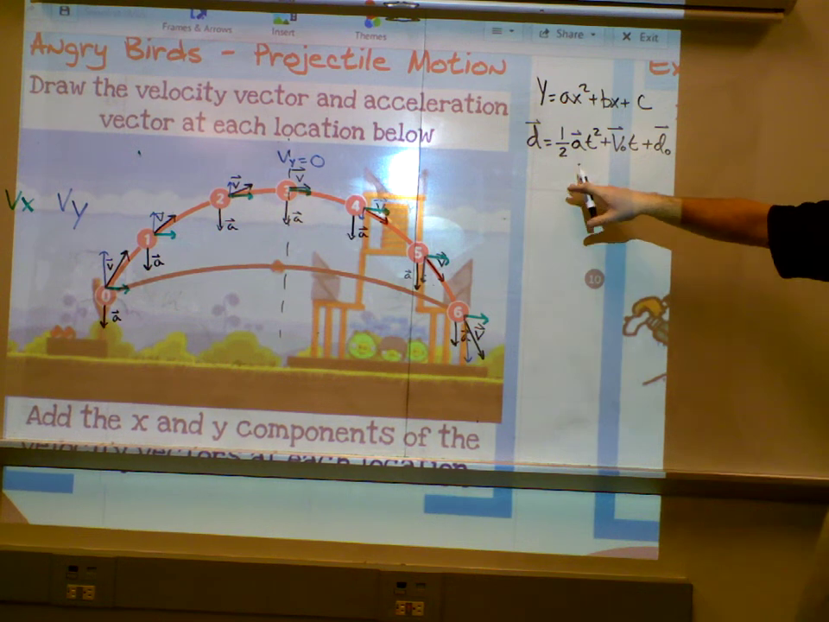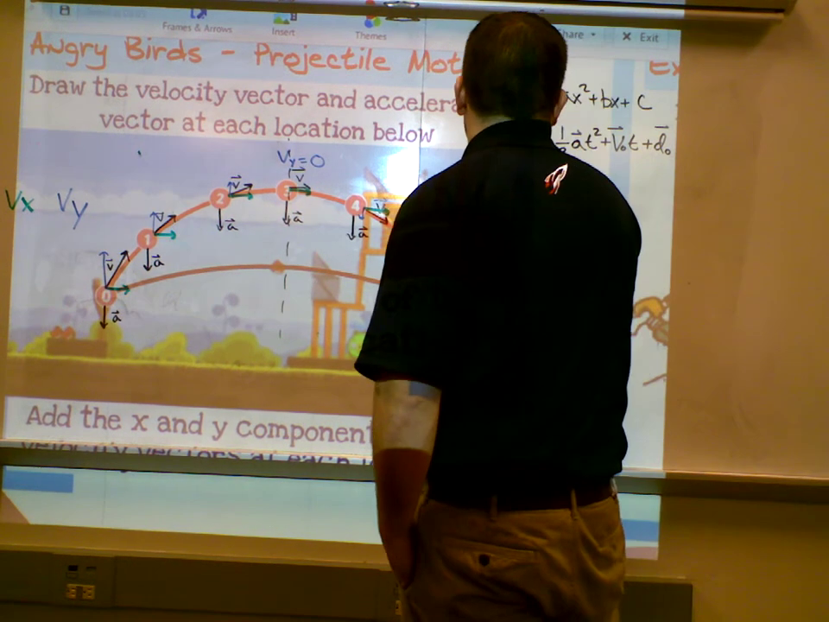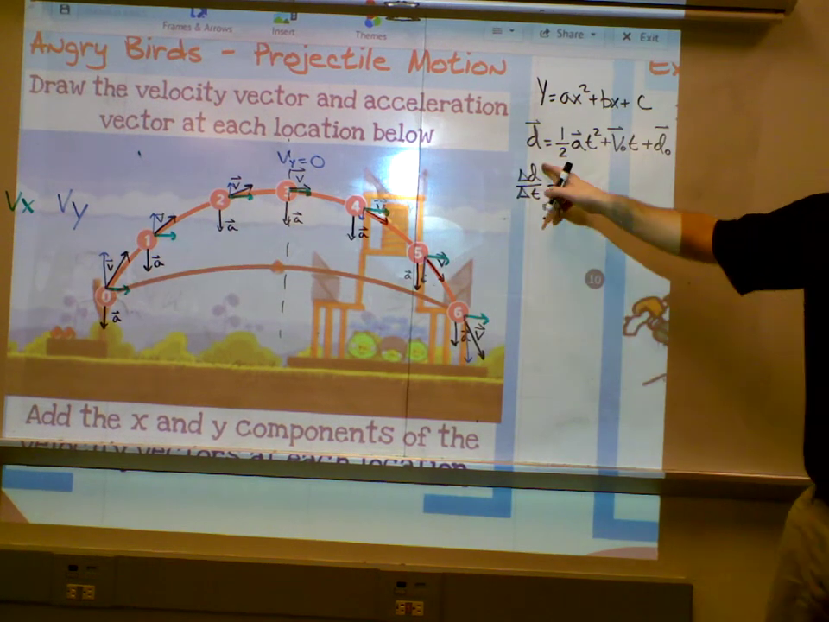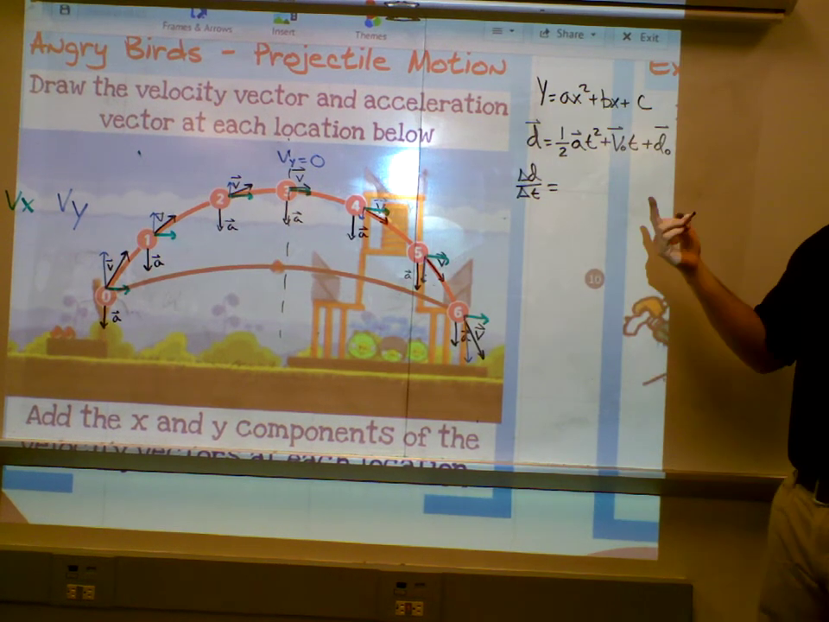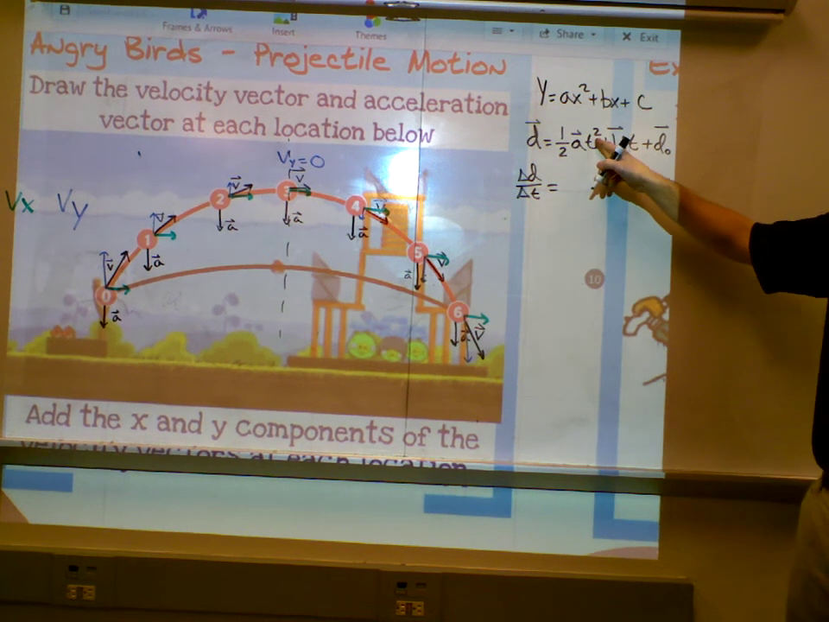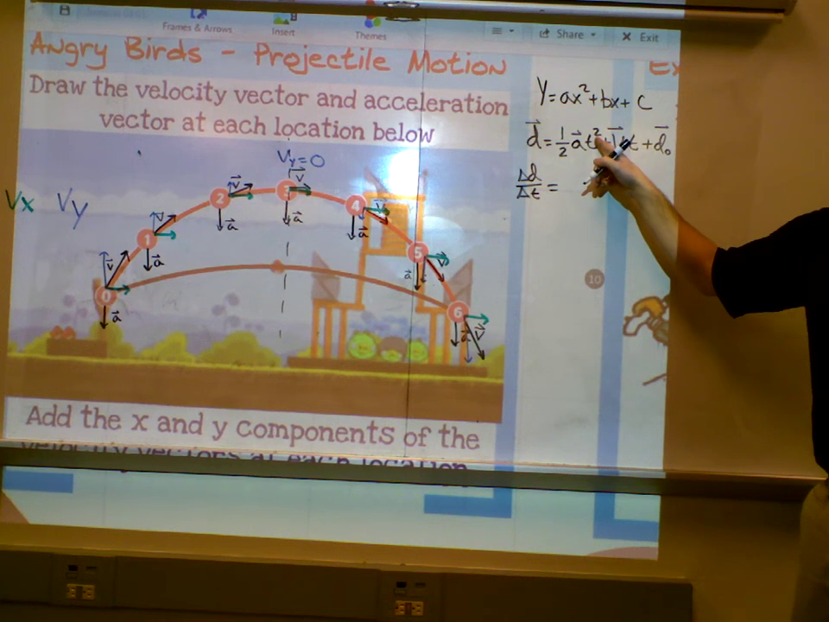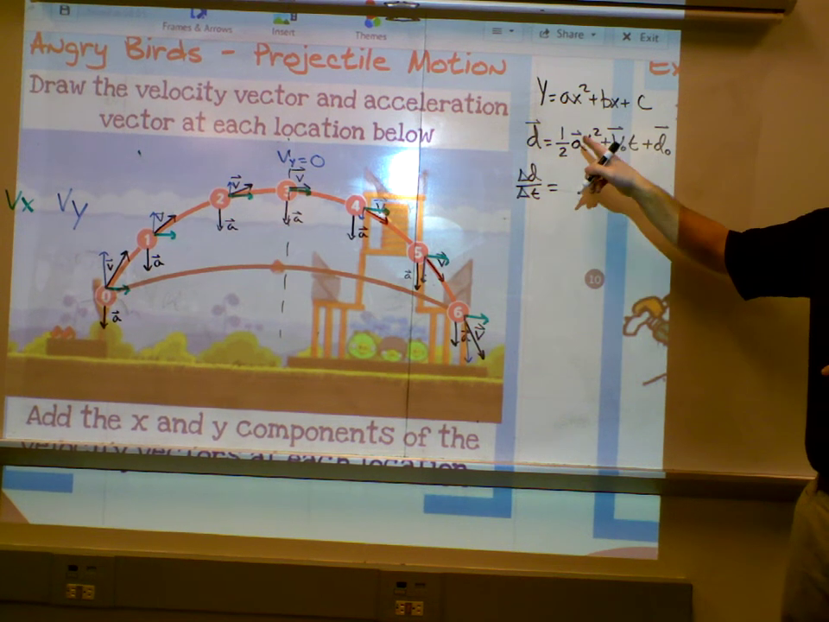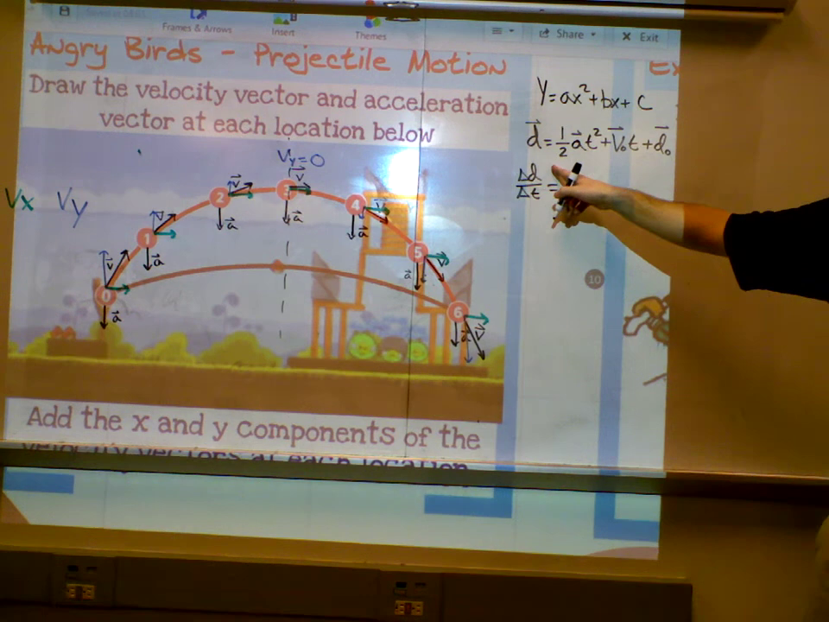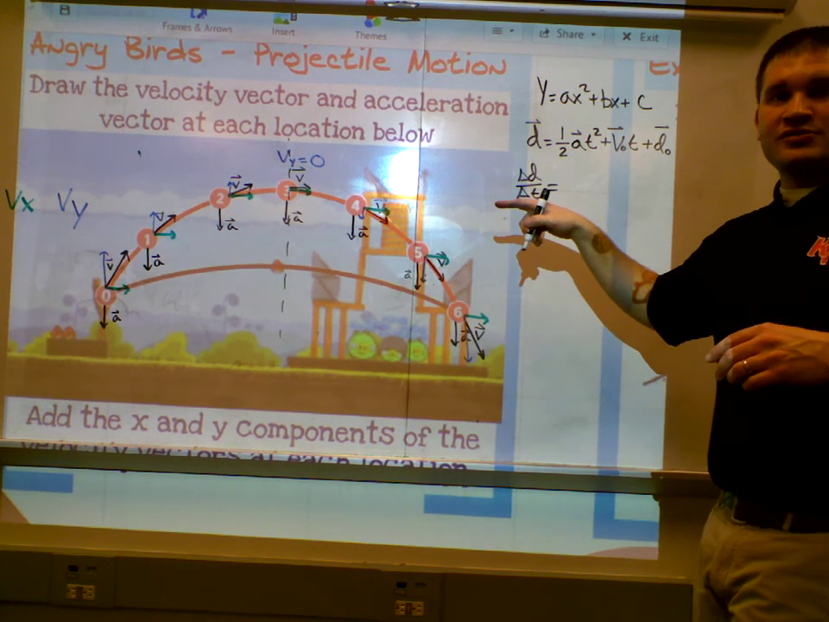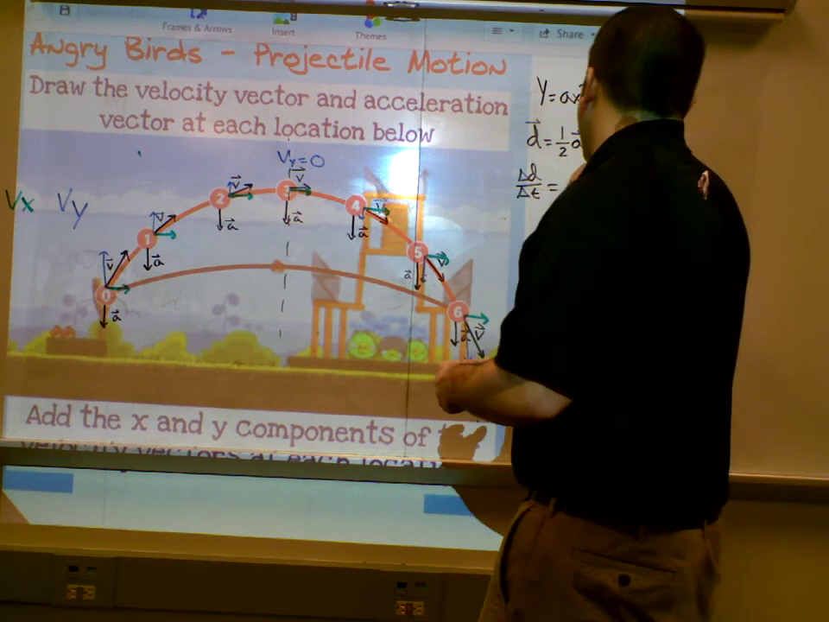So when I look at the change in position with respect to the change in time, when I take the derivative, what you do is you take this exponent and you multiply it by what's in front, and then you drop the exponent down 1. So if it's 2, if I take that down 1 value, what's it going to be? 1. And we do 2 times 1/2, which is 1.